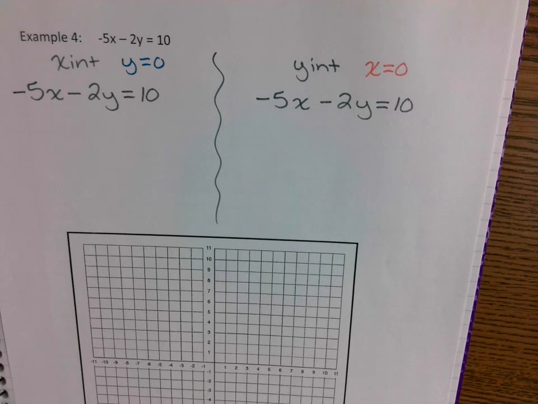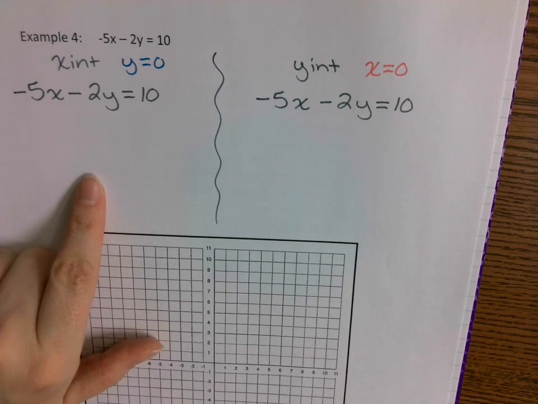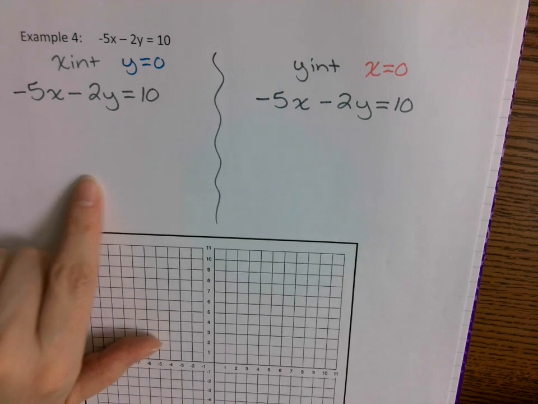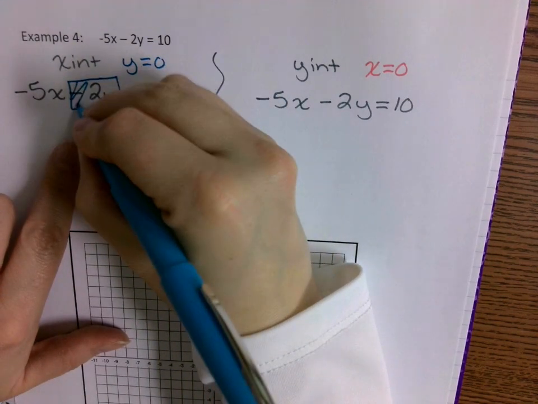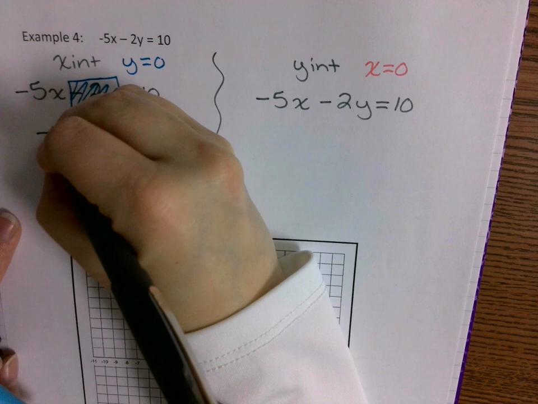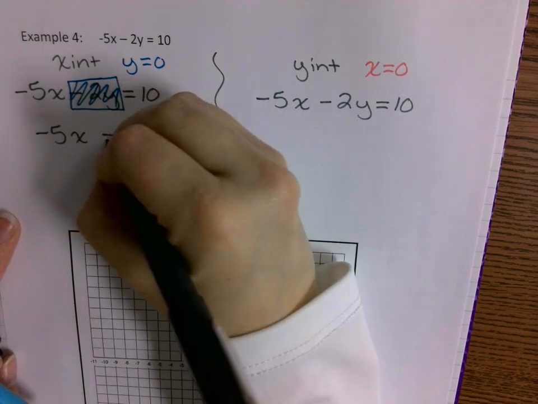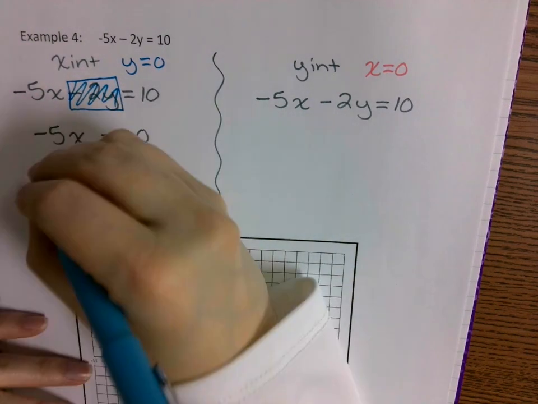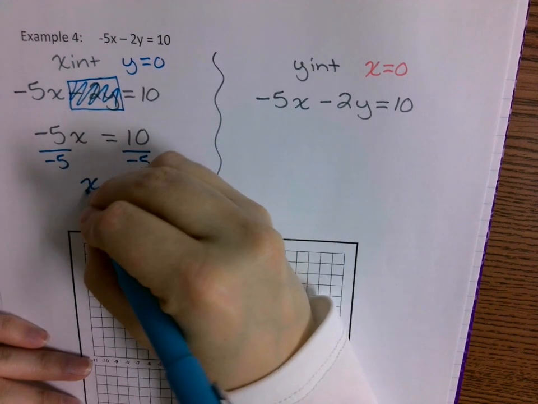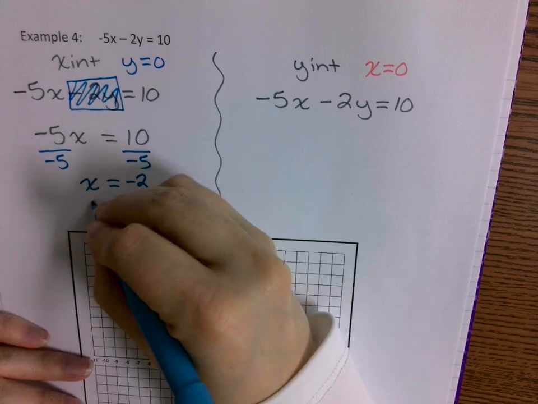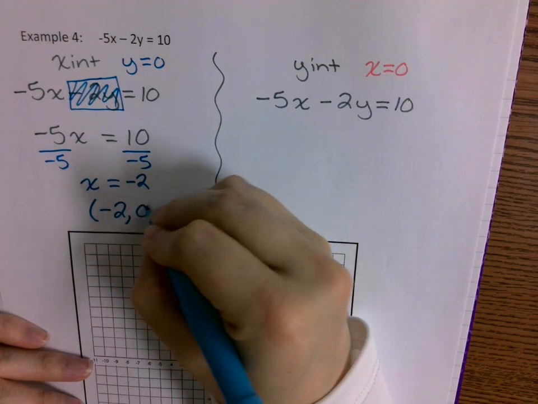Okay, Trey, what did you get for your x-intercept? Negative 2 is correct. Remember, we're going to go ahead and make the y disappear. So all we are left with is negative 5x is equal to 10. We would then divide both sides by negative 5, and that would give us x equaling negative 2. So when we plot it, we're going to plot it at the point negative 2, 0.